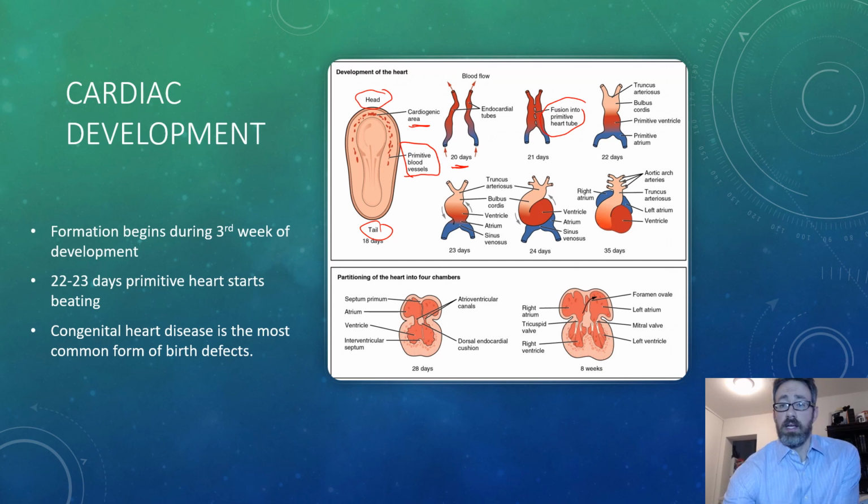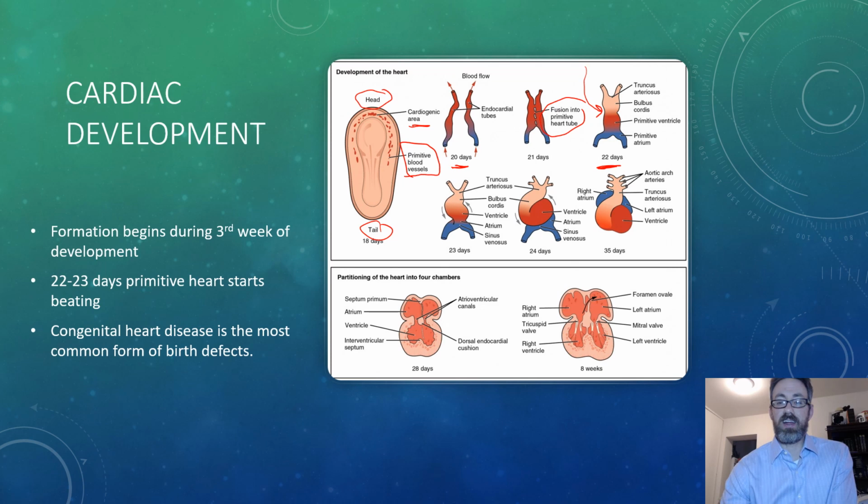At around day 22 here, what you're going to see is that the primitive heart tube is growing, and as it grows, you'll see that it forms these indentations. Then you'll see there are some parts that are dilated and some parts that are constricted. These different dilatations and constrictions in the tube will actually become the future parts of the ventricle and the atria and so on.